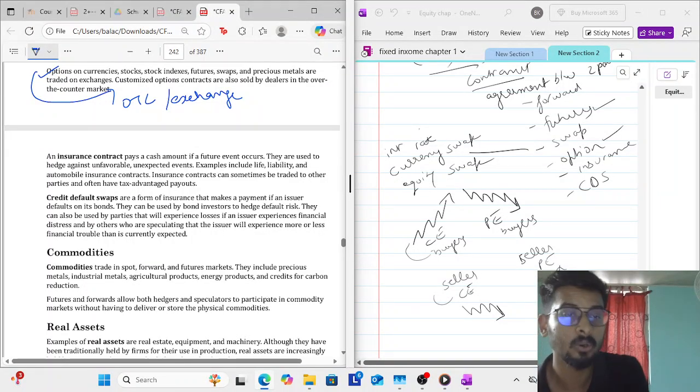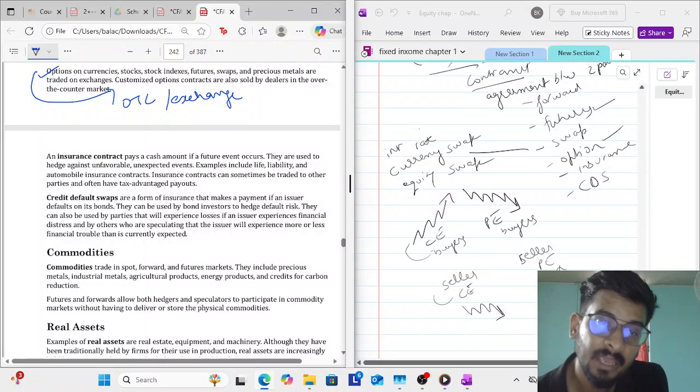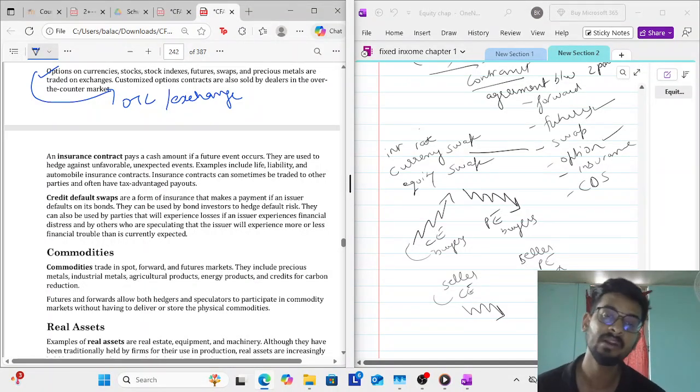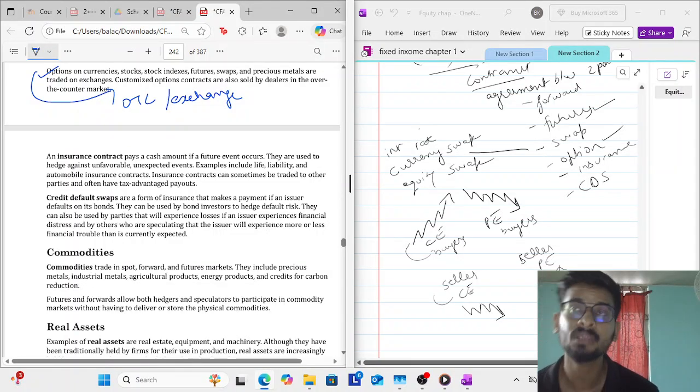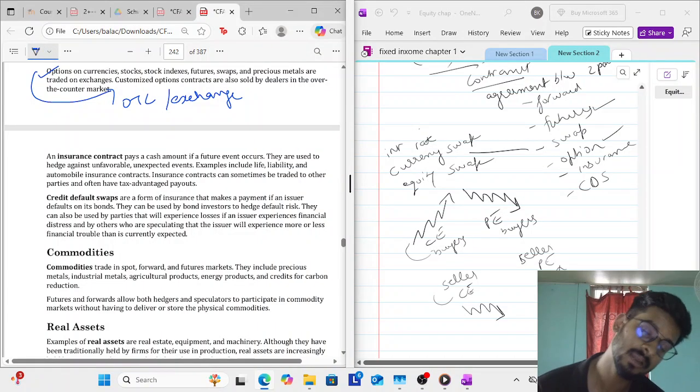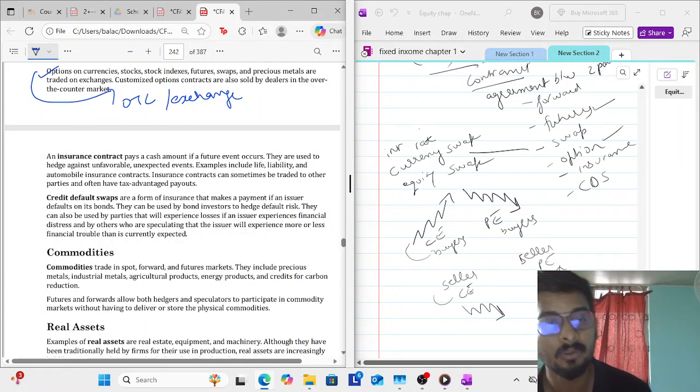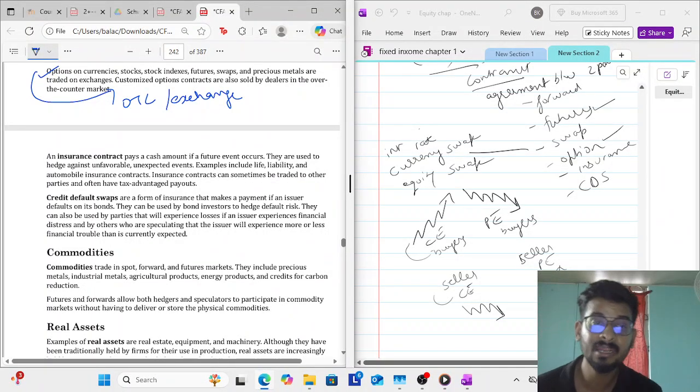And now insurance contract. What is an insurance contract? Insurance contracts pay a cash amount if a future event occurs. So I'm taking a health insurance, and if something happens to me, the insurance company will pay. So it's a future event. They are used to hedge against unfavorable and unexpected events. I took a fire insurance, my factory got burned and I lost by fire. Now the fire insurance will give me whatever I have lost, right? Examples include life, liability and automobile insurance contracts. Insurance contracts can sometimes be traded to other parties and often have tax advantaged payouts. Very simple, nothing there.